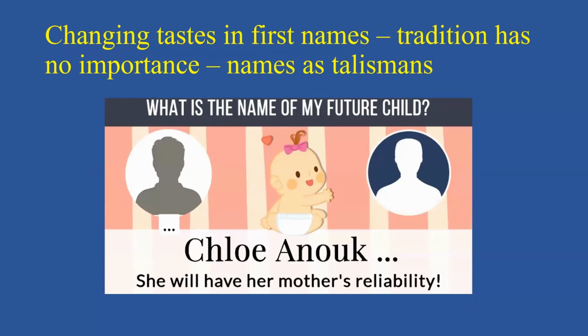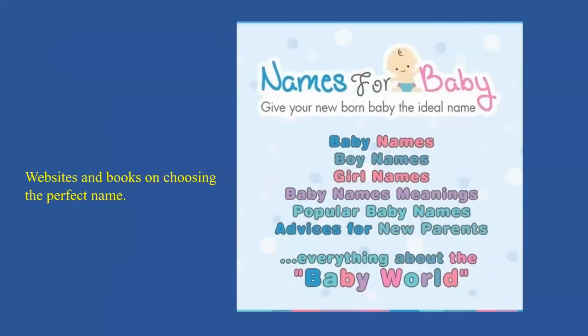Certain names came to be seen as having talismanic power. The belief came to be that if you gave a certain name to a child, the power within that name would be imbued into the child. Names came to have a mystical quality that had nothing to do at all with family tradition. Going hand in hand with this view is that names have power.